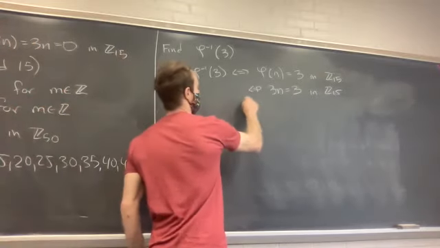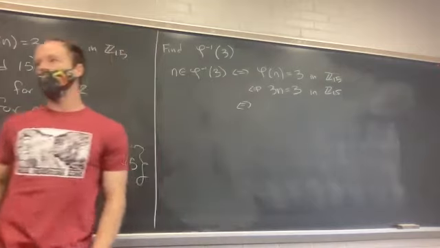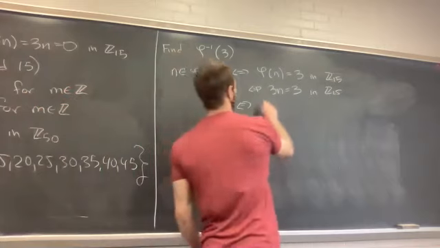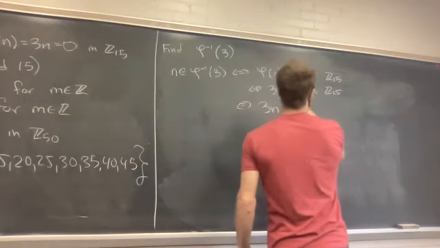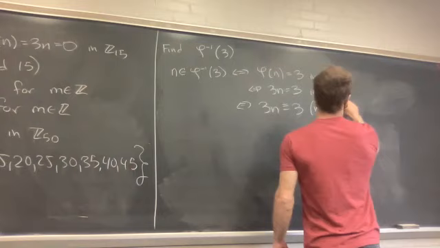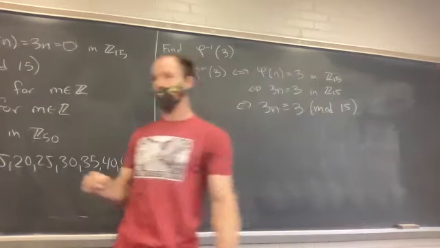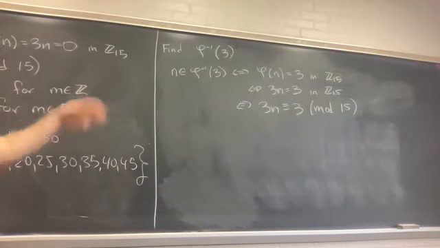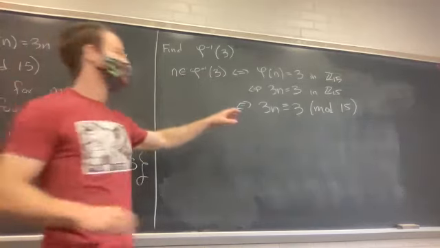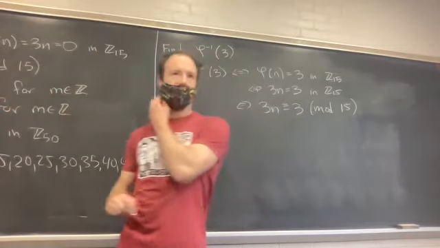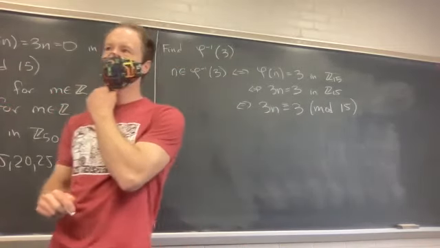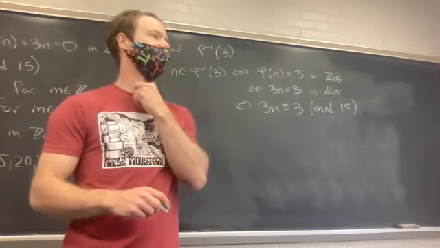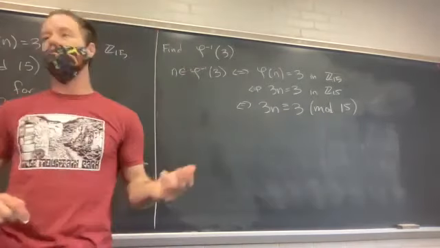Okay, but equivalence in Z15 is the same thing as congruence modulo 15. So that means we've got 3n is congruent to 3 mod 15. And you might want to look at that and say, hey, I can just divide by 3, but you can't, because 3 is not relatively prime to 15. You remember at the beginning of class, when we had inverses modulo something, we needed relative primeness, and we don't have that here. So you can't do that.